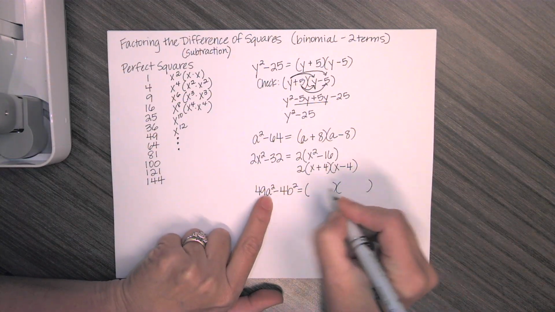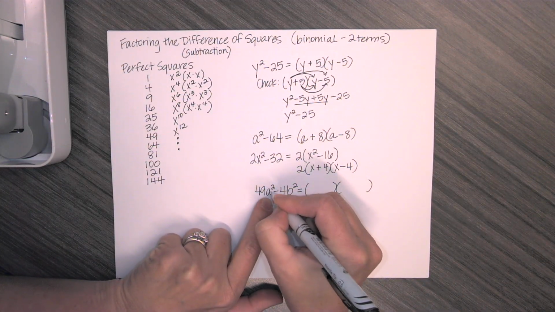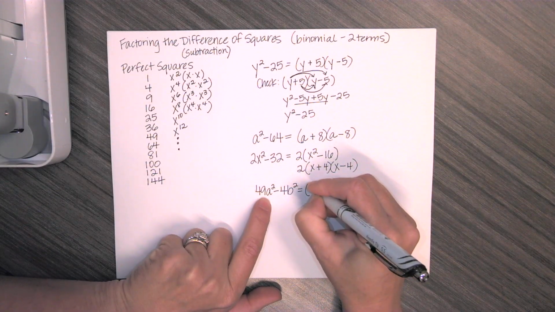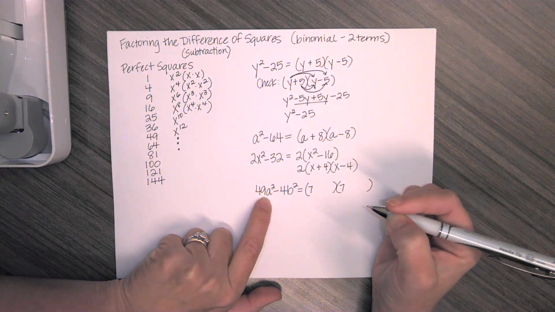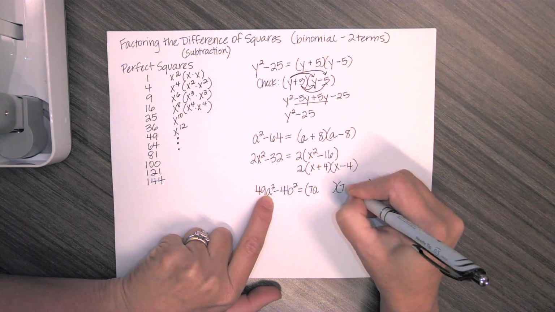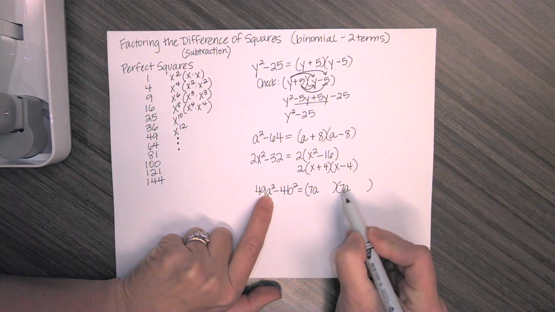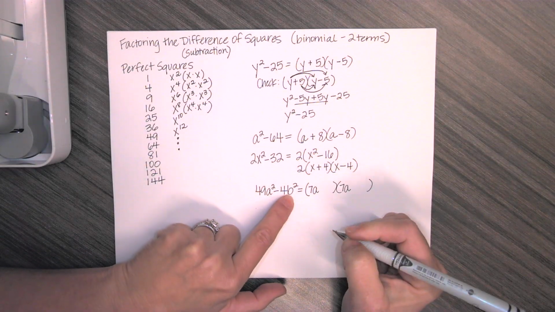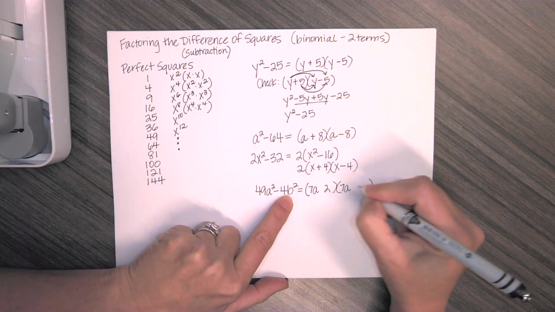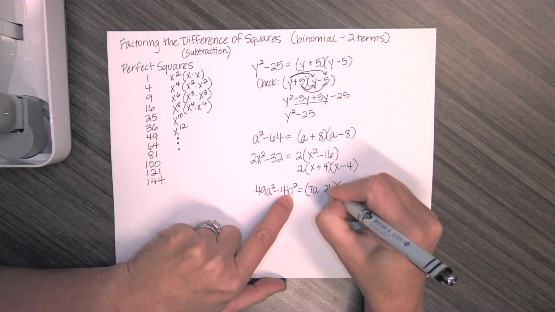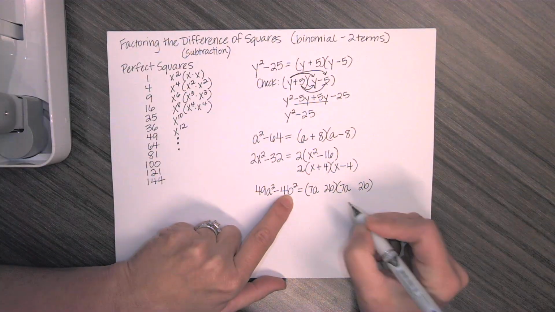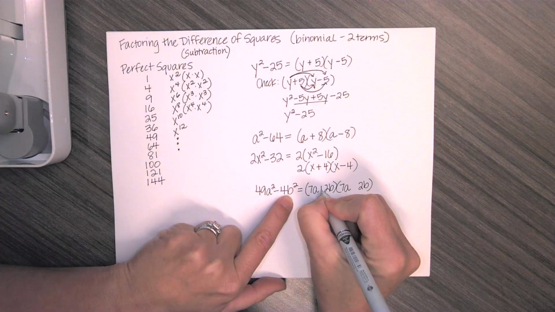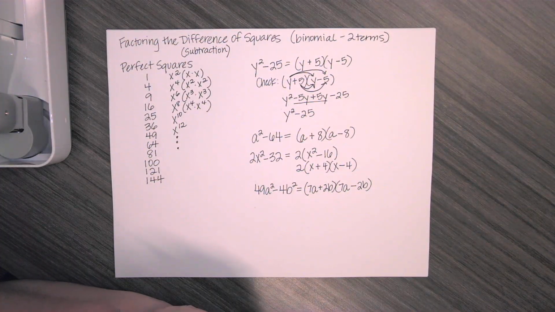When we fill in over here and we take the square root of this, we have to take the square root of each part. So 49 would be 7 and 7. A squared would be a and a. So 7a times 7a is 49a squared. For the 4b squared, we would need a 2 and a 2 for the 4, a b and a b for the b squared. 2b times 2b is 4b squared. Then we would need 1 plus and 1 minus.